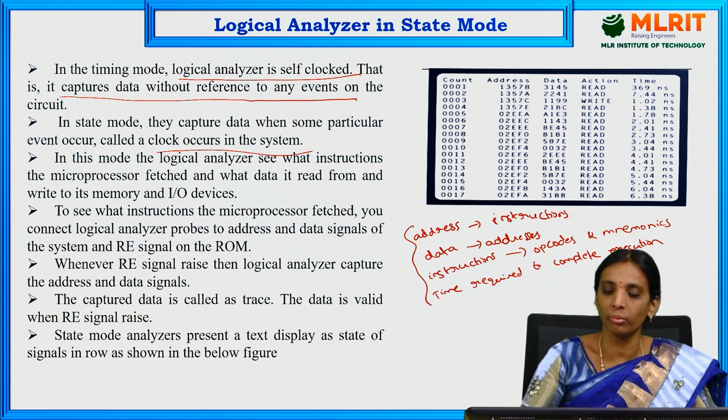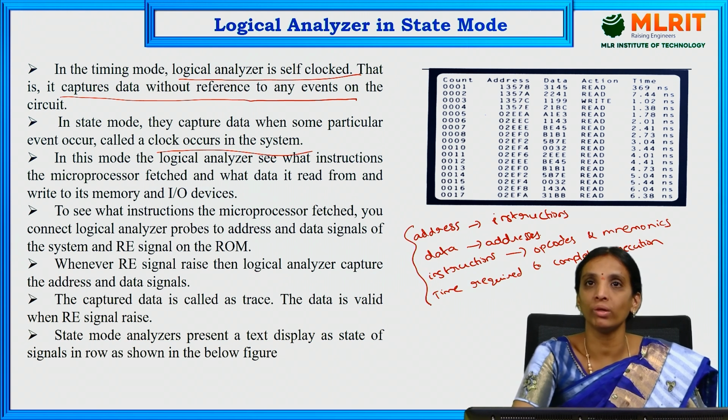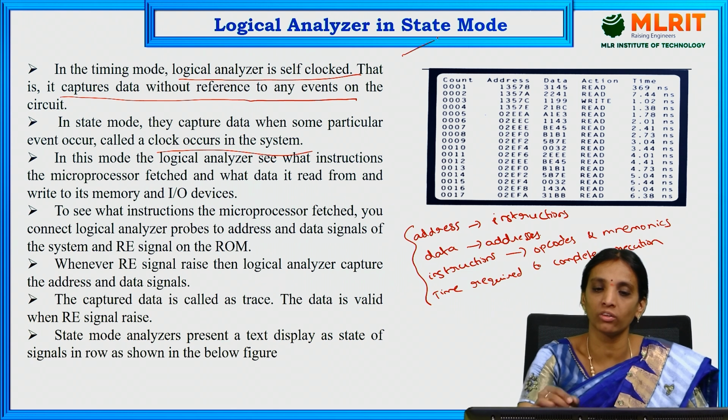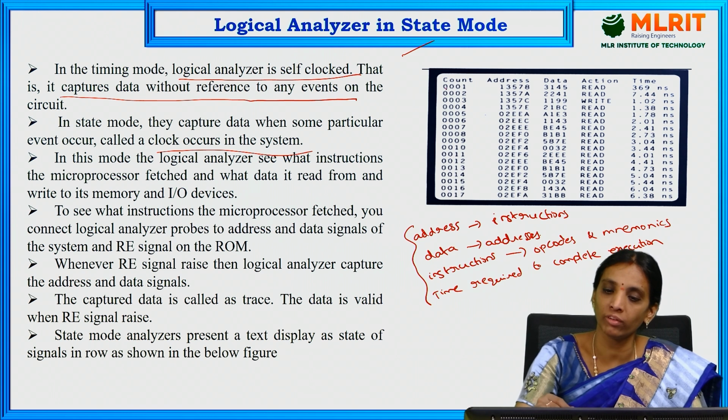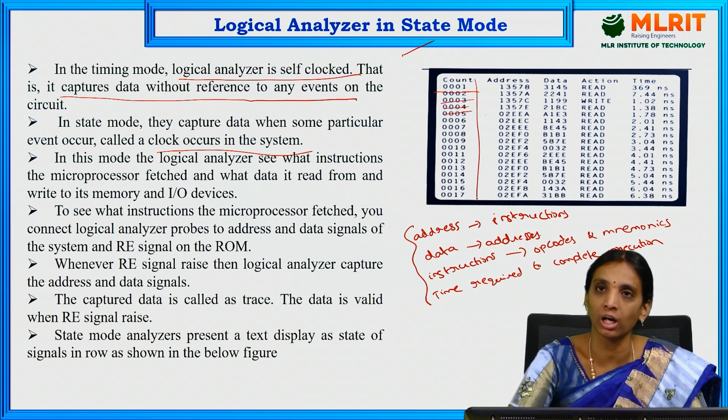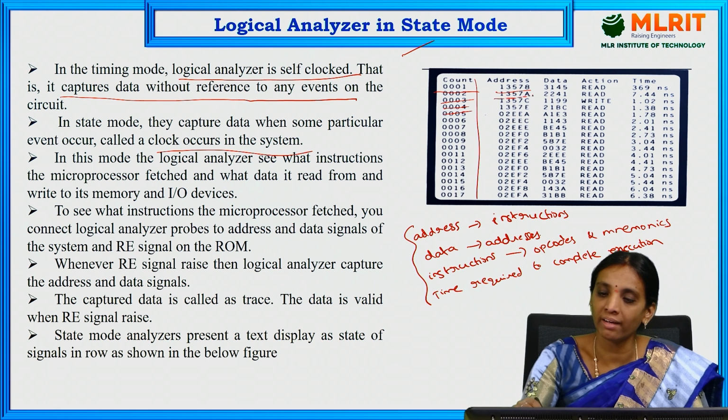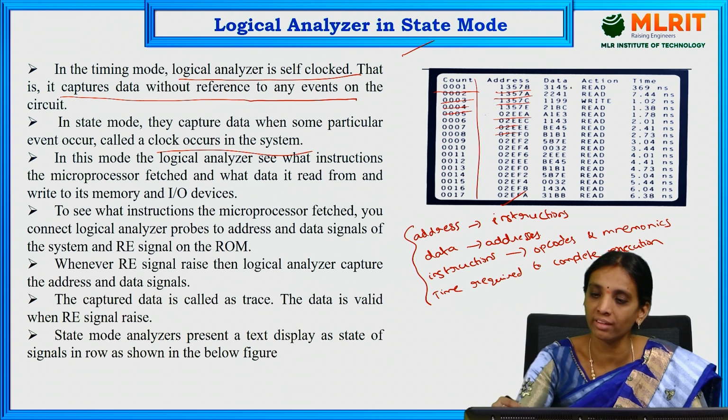So these are all displayed in the logic analyzer when we use it in the state mode for our embedded applications. When we are using the logic analyzer for digital applications, we need to indicate how many instructions are to be executed. That is nothing but the count. Here are the addresses which are allocated for the instructions or data. So these are the address locations.